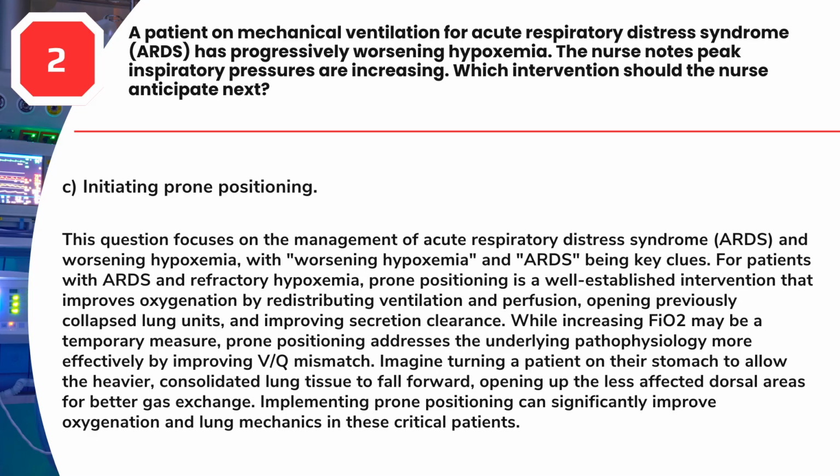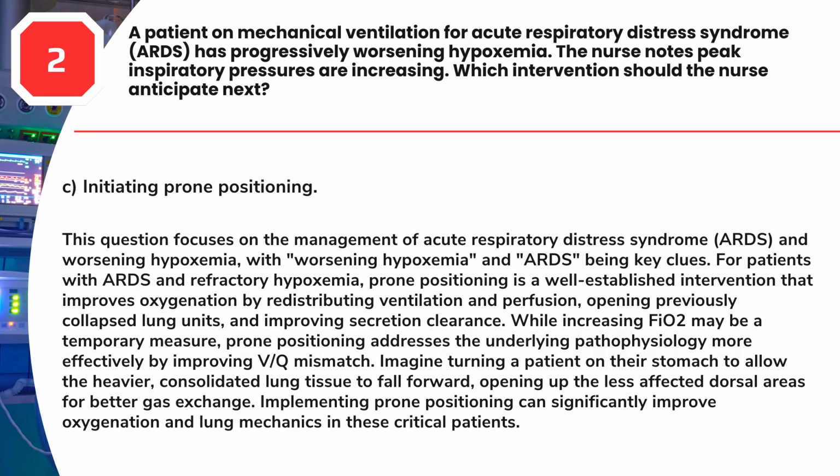Answer, C. Initiating prone positioning. This question focuses on the management of acute respiratory distress syndrome, ARDS, and worsening hypoxemia, which are the key clues. For patients with ARDS and refractory hypoxemia, prone positioning is a well-established intervention that improves oxygenation by redistributing ventilation and perfusion, opening previously collapsed lung units, and improving secretion clearance.